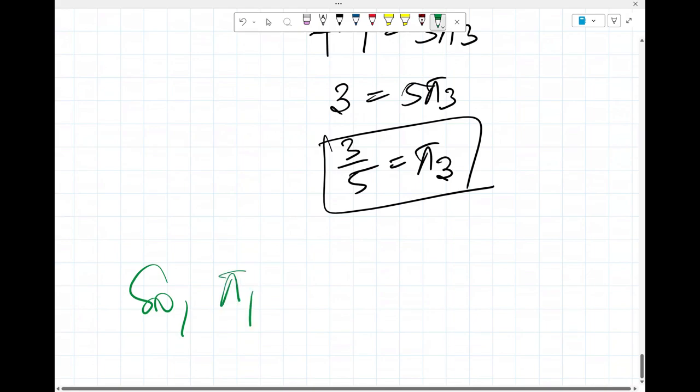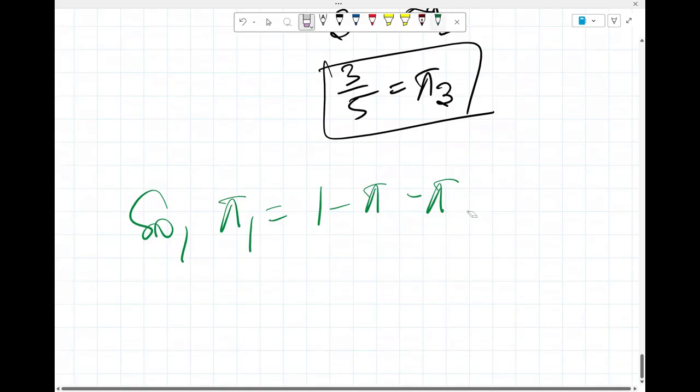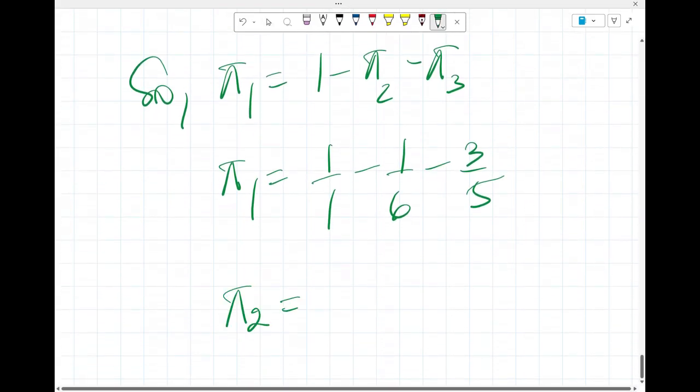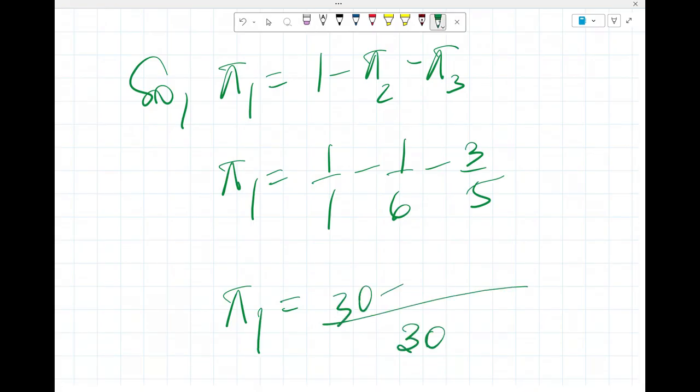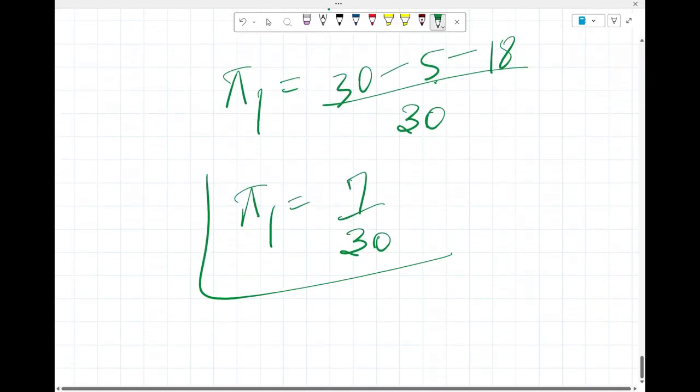So pi 1, which is 1 minus pi 2 minus pi 3, so that's pi 1 equals 1 minus pi 2, which is 1 over 6, minus pi 3, which is 3 over 5, like that. So that pi 1 is equal to, LCM is 30. So 1 is 30 over 30, minus 5 over 30, minus 6 times 3, 18 over 30. Okay. This is fine. 30 minus 5 is 25. 25 minus 18 is 7. Okay. Sorry, nothing is wrong. Everything is fine.